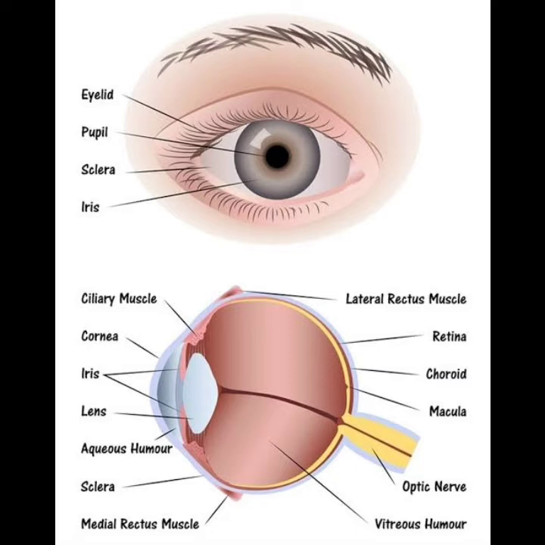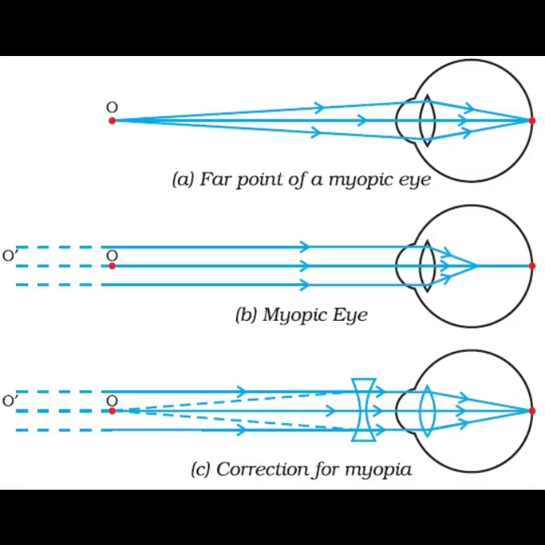Normally, our range of vision for a normal human eye: the furthest point from the eye at which an object can be seen clearly is known as the far point of the eye. The far point of a normal human eye is at infinity, but actually we cannot see it.